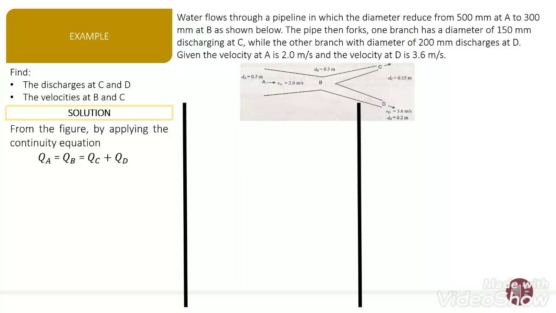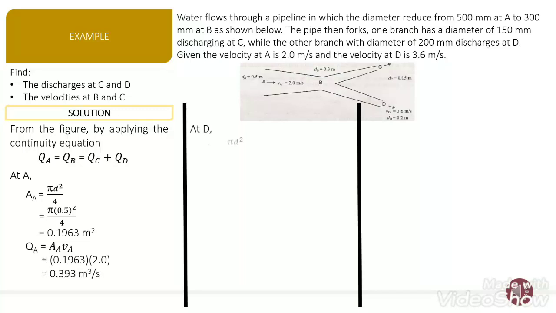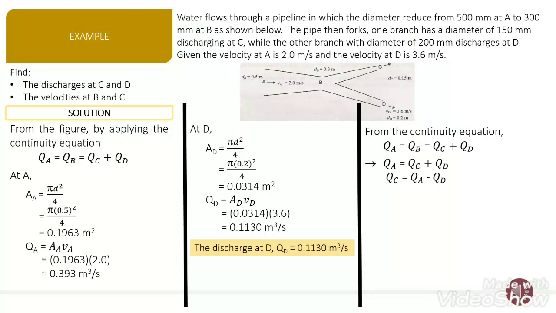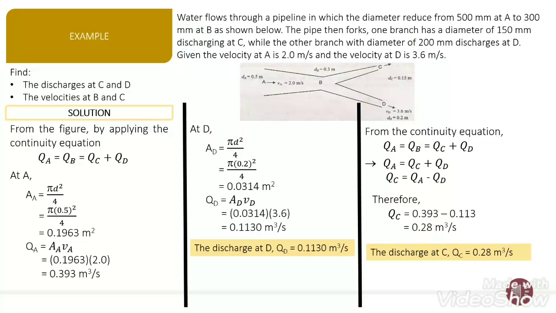At A, we calculate the area of A and we can calculate the discharge QA is equal to 0.393 meter cube per second. At D, we calculate the area of D and we can calculate the discharge at D. QD is equal to 0.1130 meter cube per second. From the continuity equation, we rearrange the formula. We get QC is equal to QA minus QD. Therefore, the discharge at C, QC, is equal to 0.28 meter cube per second.